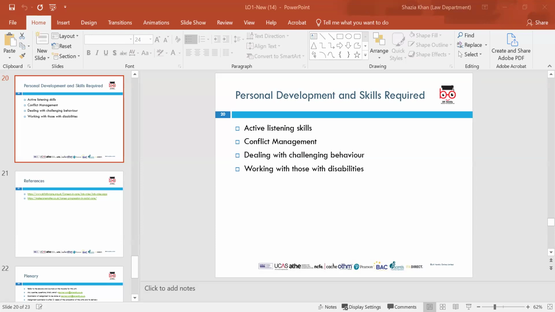And then finally, working with people with disabilities. It's really important to identify elements of working with individuals with disabilities, because it's sometimes quite challenging. I don't know if any of you work with people with disabilities and how hard you find it.